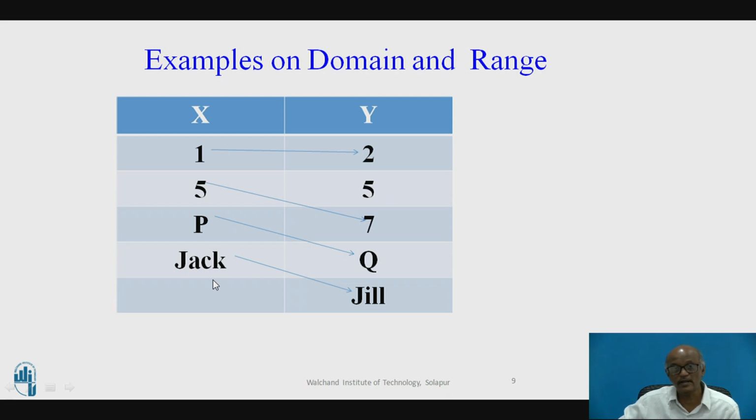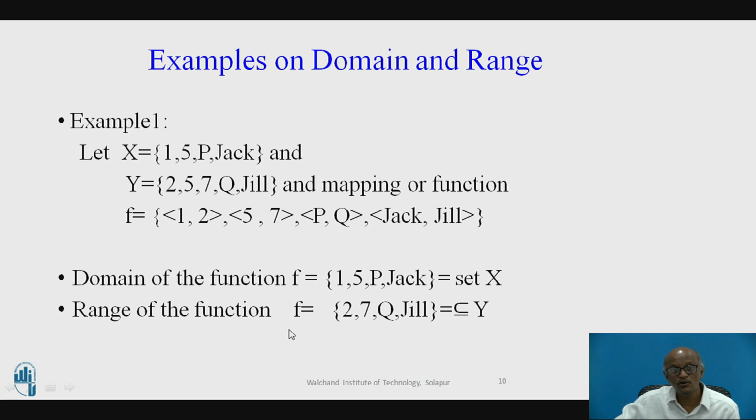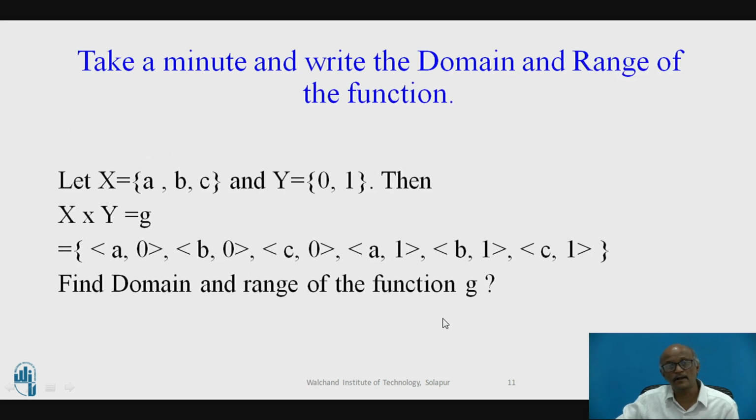Let us go to the next slide. It is mentioned here. The domain of the function f is equal to 1, 5, p and jack, which is equal to set x, and the range of the function f is equal to 2, 7, q and jill, which is not equal to y, but it is a subset of y. So, this is the first example.